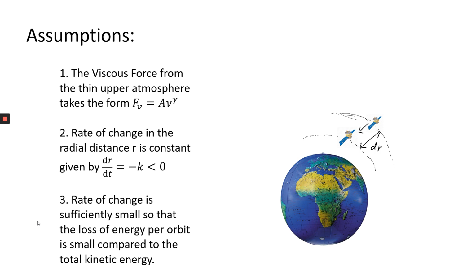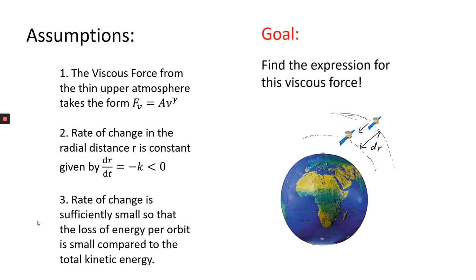And most importantly, we assume the rate of change, which is k, is sufficiently small so that the loss of energy per orbit is small compared to the total kinetic energy. And then the goal is to find an expression for this viscous force, aka what are A and gamma. So before we jump to the answer, you can think about it. Do you think gamma depends on the mass of the Earth or the mass of the satellite? Do you think A depends on those?